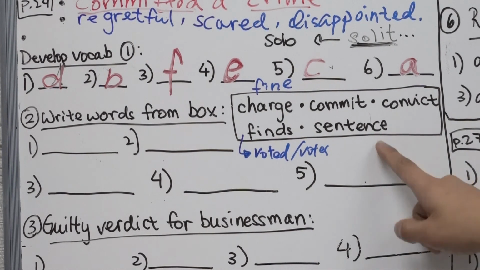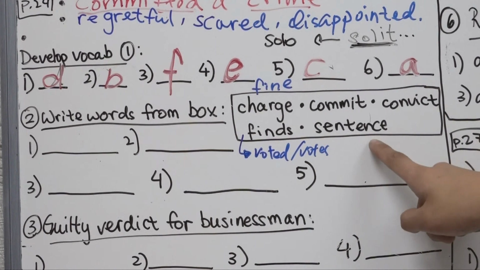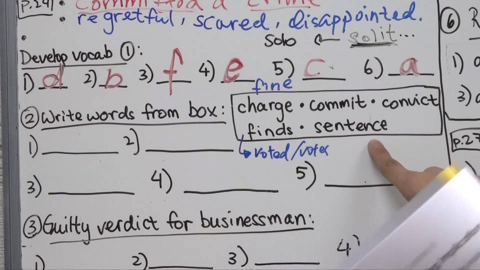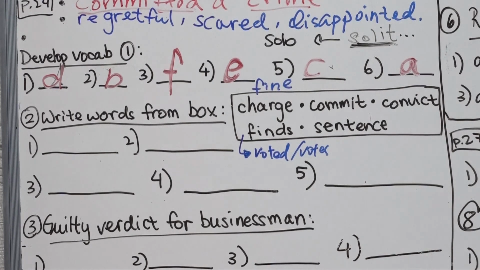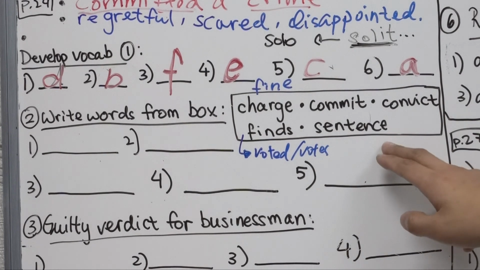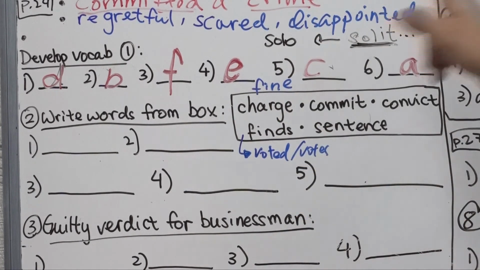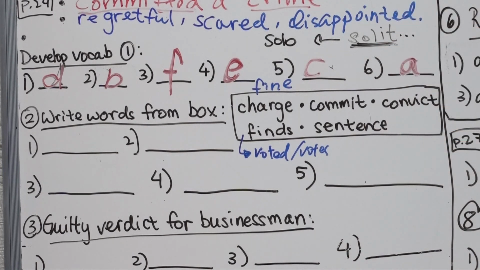All right, and then sentence. We talked about it in part 1, right? Sentence means to give someone something, in the sense that you are going to be sentenced to prison, right? Or sentenced for how long, right? Sentenced for a year, sentenced for life, okay?